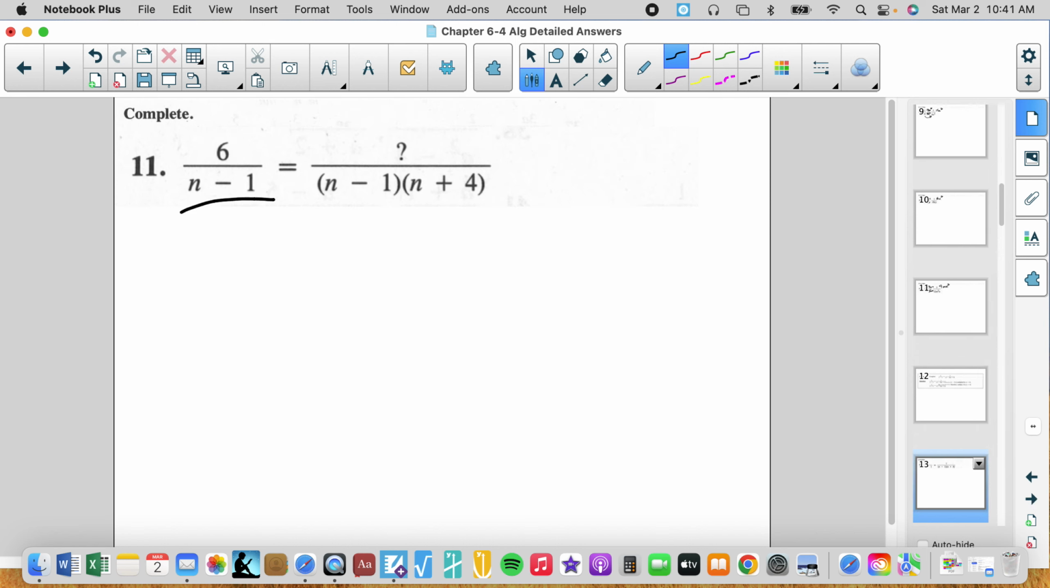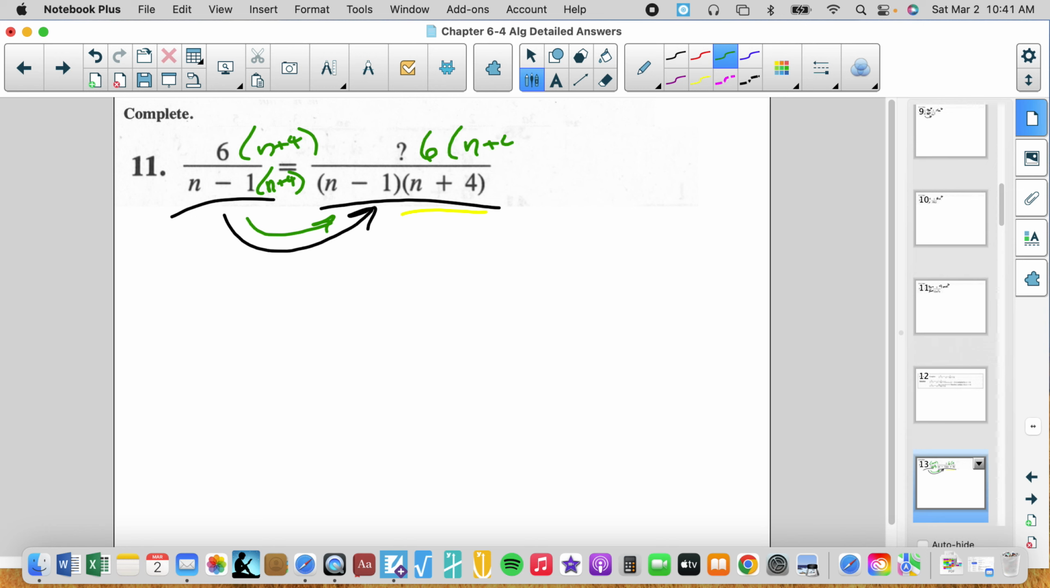So we ask, what is this missing to become this? Well, it's missing this term. So what do we do? We need to multiply this by n plus 4 to get this. If we do that, we get that denominator. So we have to do that to the numerator, because this has to be an equivalency, so it has to be a value of 1 that we're multiplying. 6 times n plus 4, which gives us 6n plus 24 over n minus 1 times n plus 4.